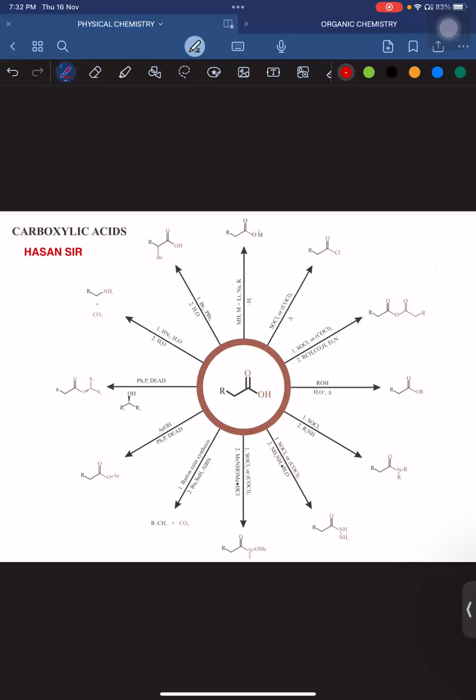You can take a screenshot of this. This is a roadmap of reactions, carboxylic acid. All the reactions of carboxylic acid. Are you done taking a screenshot? Yes.